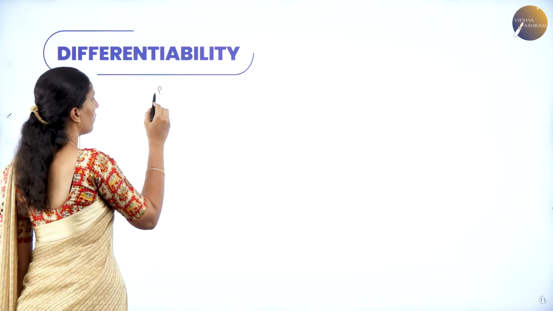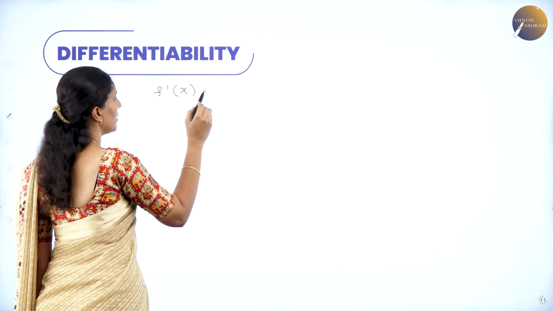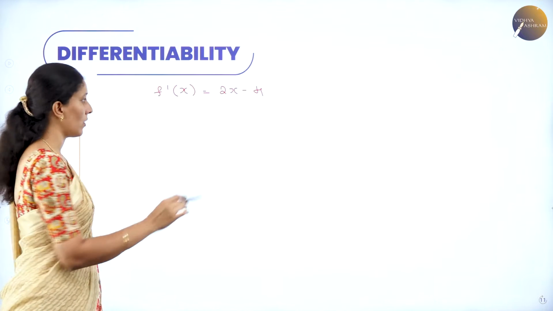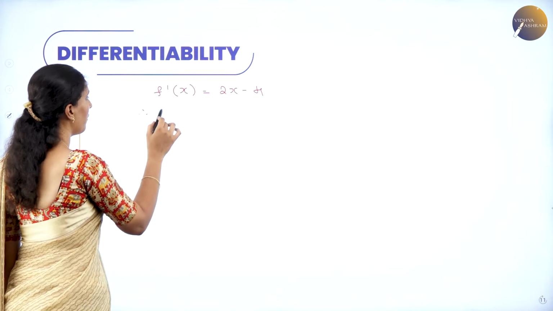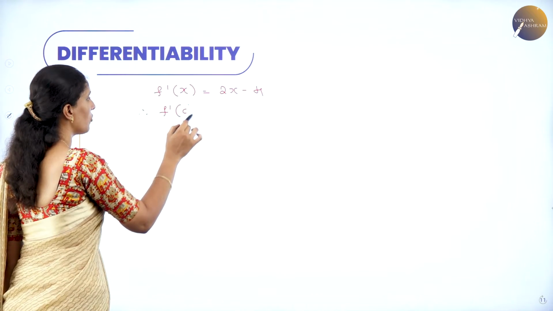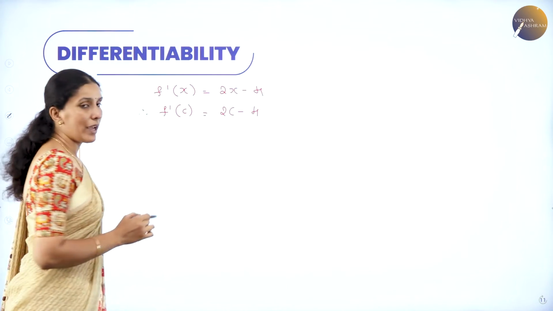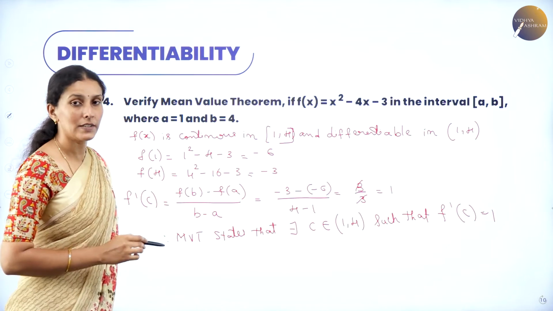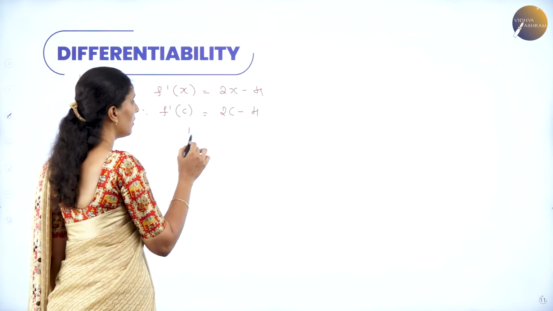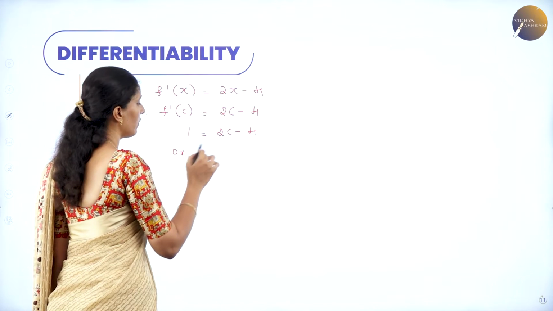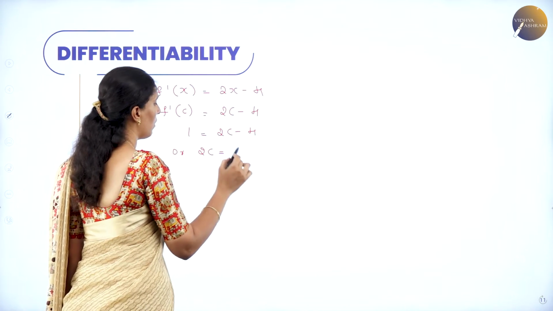So the derivative of f of x is f dash of x is equal to 2x minus 4, and minus 3 becomes 0. So therefore in the place of f dash of x just replace f dash of c is equal to 2c minus 4. So we have got f dash of c is equal to 1. So therefore here 1 is equal to 2c minus 4, or we get 2c is equal to 5.